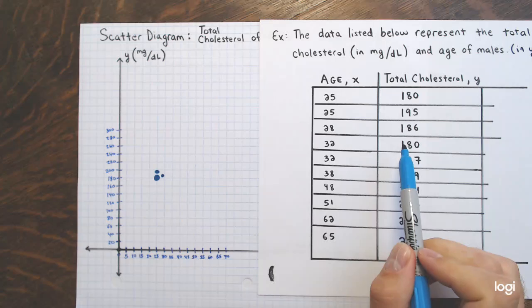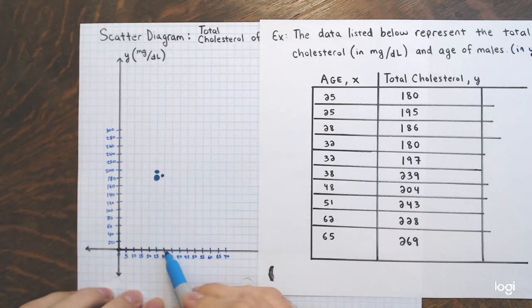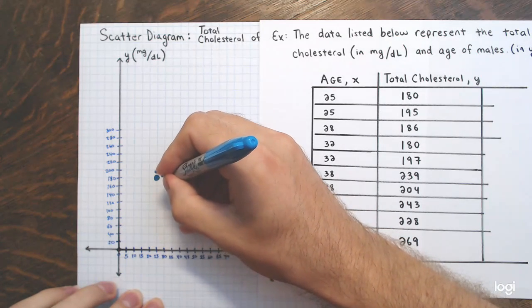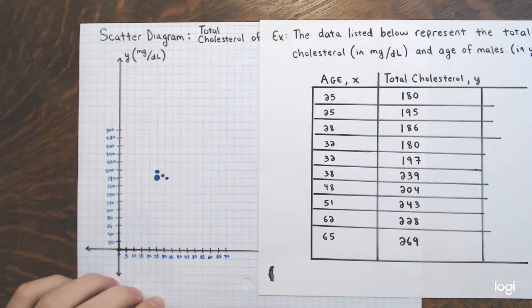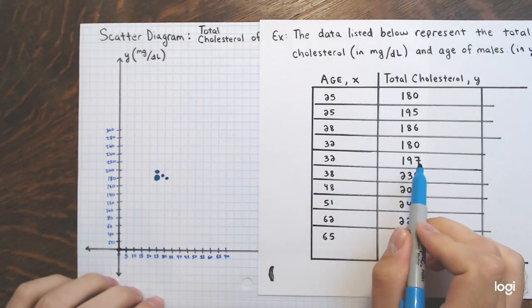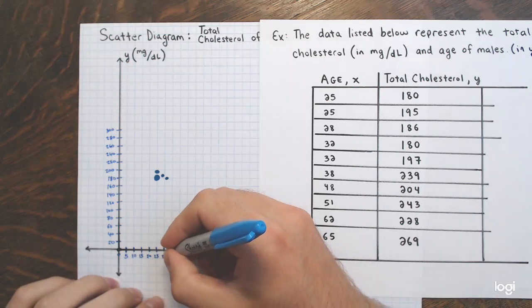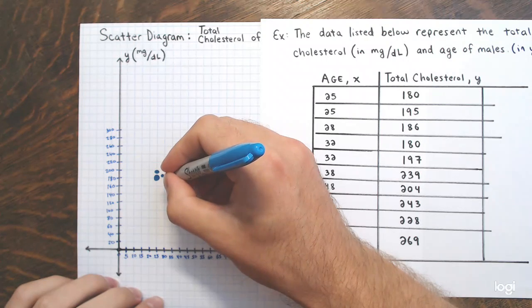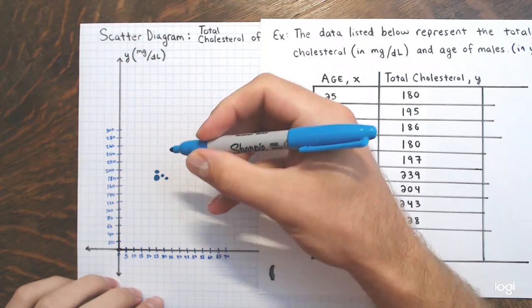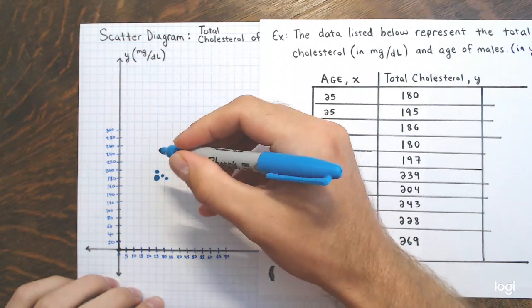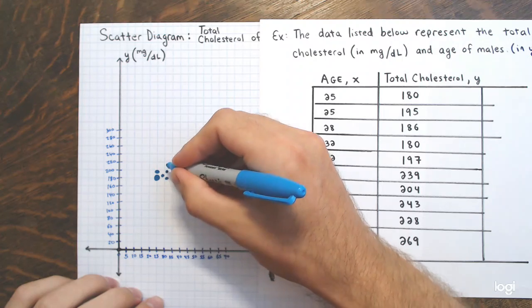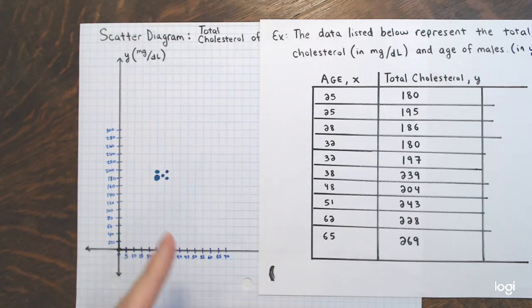Then 32, 180. So a little above 30, all right, 32 years old, and a cholesterol of 180. Maybe about there. All right, 4 points for 4 people. 32, 197. So a little closer to 200, but in line with this other point. This person was 32 years old, so it's right above that, same age, but a little higher cholesterol. So let's say here, really close to 200, maybe even almost on that line. Right. So now I've got 5 points for 5 people.